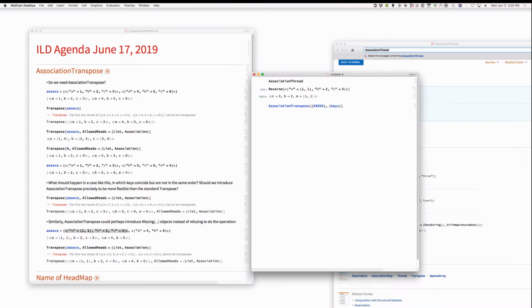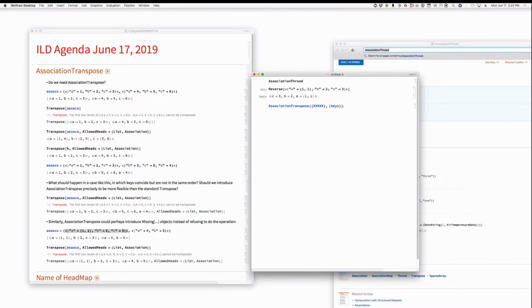So what happens if we have two associations with completely different keys in the association transpose? Well, then it's got a lot of missings in it. Well, hold on. What actually happens?